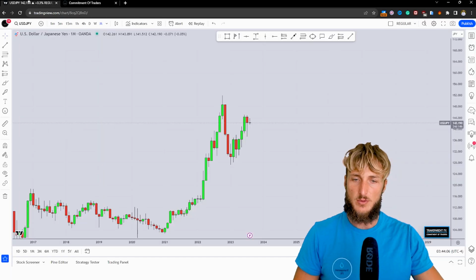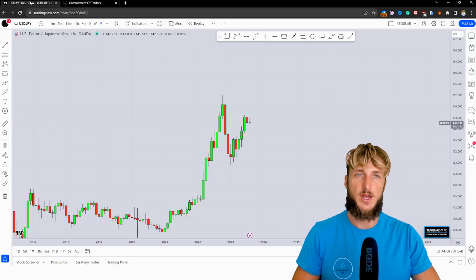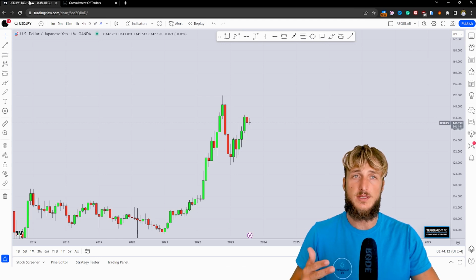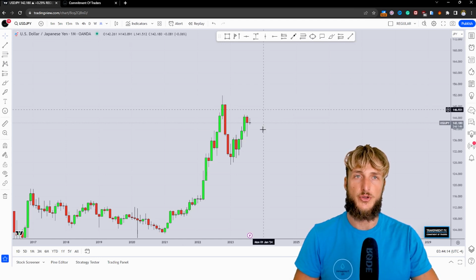And by the end of the video, by using a combination of these two different types of analysis, we will try to understand where we have the highest probabilities for the next potential move here on this pair.